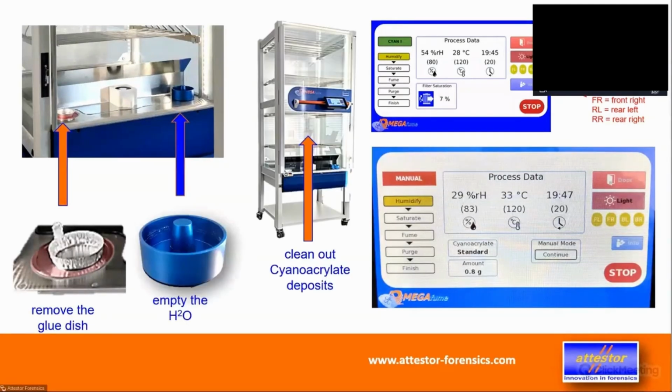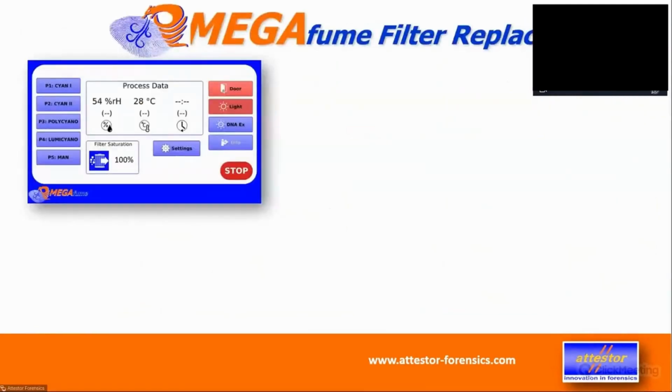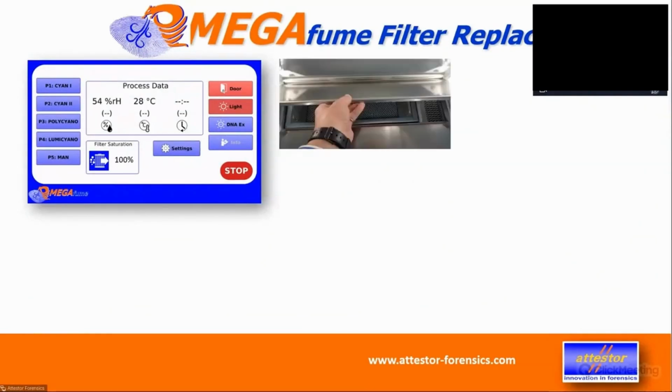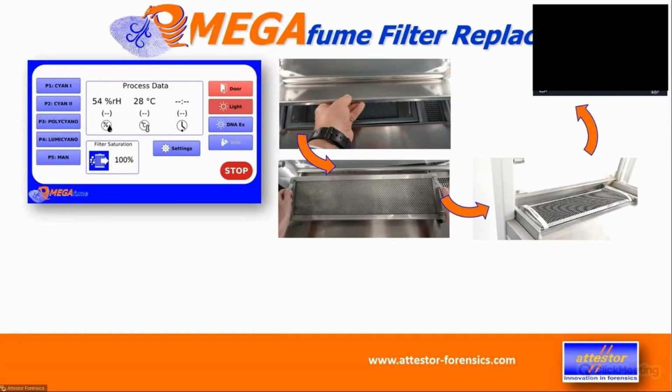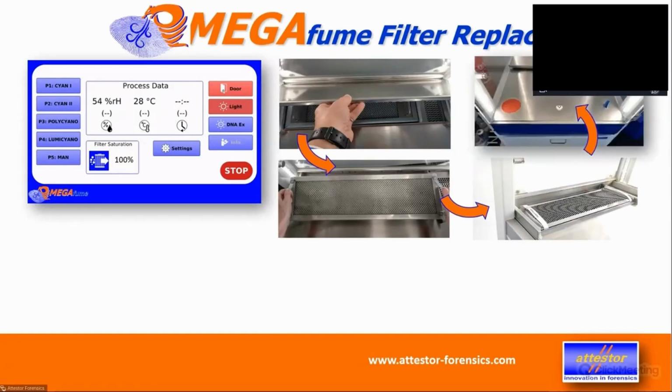We do that live on the system in a second, so I don't have to go into that one. Okay, filter replacement. When you have to replace the filter, you have to take off this cover, and then you lift out the complete cassette, and you put a new cassette in there, put the cover on again, and then you have to tell the system that you replaced the filter.